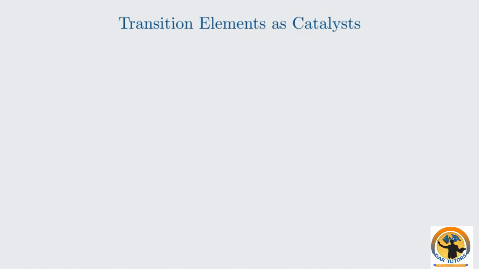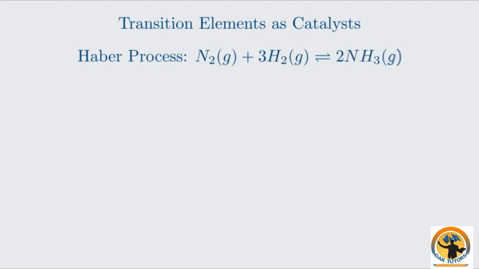Transition metals are excellent catalysts, particularly in heterogeneous catalysis, where the catalyst is in a different physical state from the reactants. Think of the catalytic converter in your car. A prime industrial example is the Haber process for ammonia synthesis, which uses an iron catalyst.